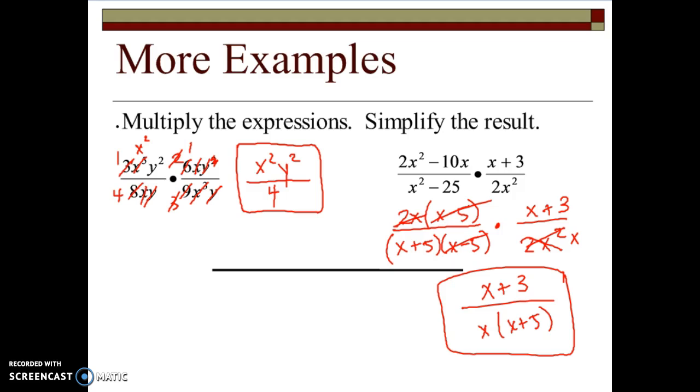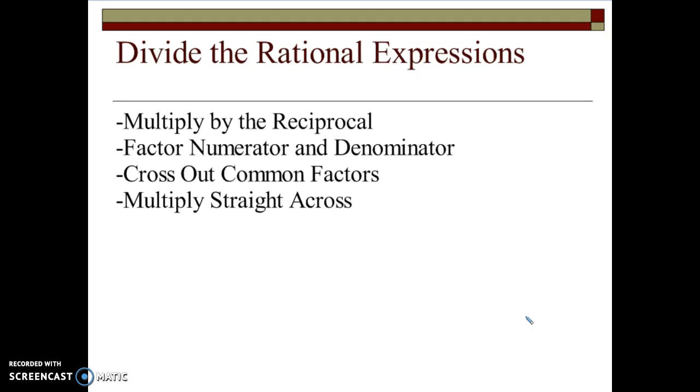Remember, you cannot cancel unless they're the exact same factors. So even though I have an x on top and bottom, the top is x plus 3, so that does not cancel out with just an x on the bottom.